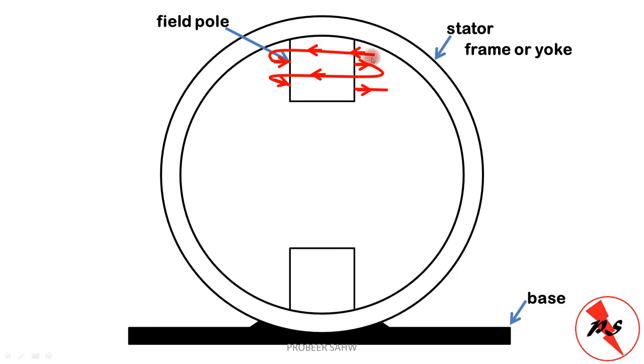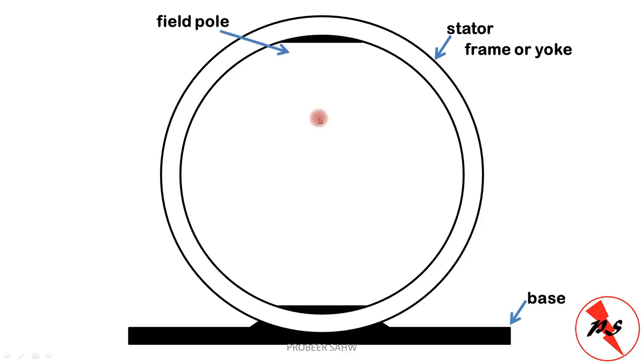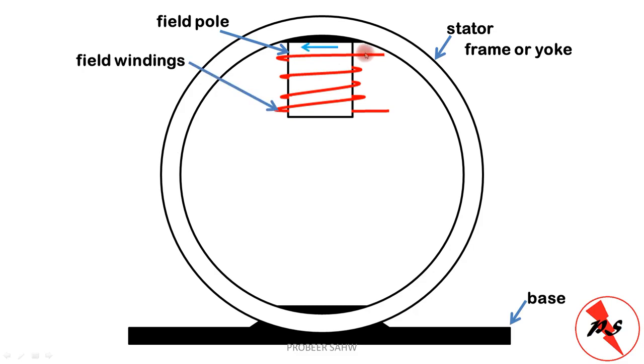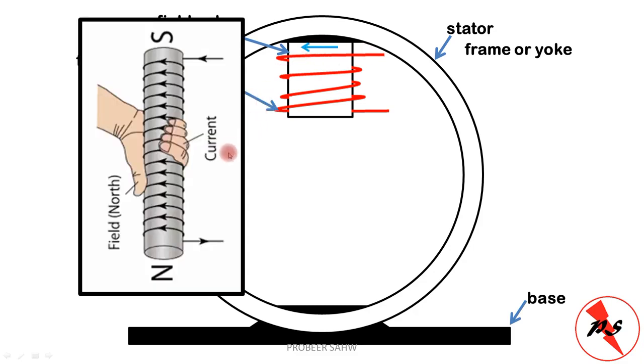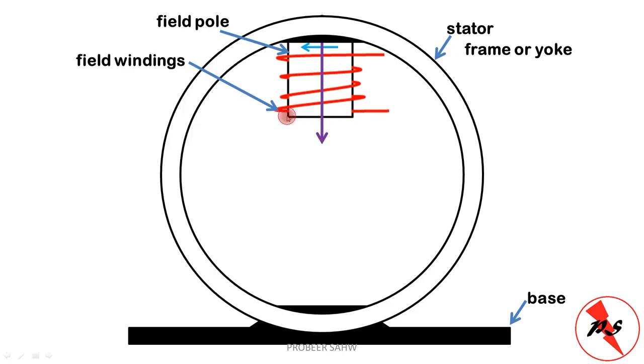Now when we pass current in the direction as shown by this arrow, we'll get a magnetic field. Since the current direction is in this direction, according to the right hand curl rule, the magnetic field direction will be like this, from top to bottom. So this part of the pole, which is called the pole face, will now behave as the north pole, right?